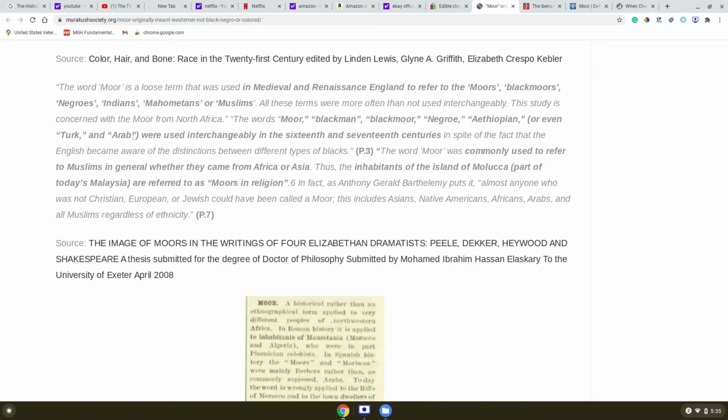But here we see that these are words used interchangeably to talk about blacks. Were used interchangeably in the 16th and 17th century in spite of the fact that the English became aware of the distinctions between different types of blacks. The word Moor was commonly used to refer to Muslims in general, whether they came from Africa or Asia. Thus, the inhabitants of the island of Maluka, part of today's Malaysia, are referred to as Moors in religion. In fact, as Anthony Gerald Bartley put it, almost anyone who was not a Christian, European, or Jewish could have been called a Moor. This includes Asians, Native Americans, Africans, Arabs, and all Muslims, regardless of ethnicity.